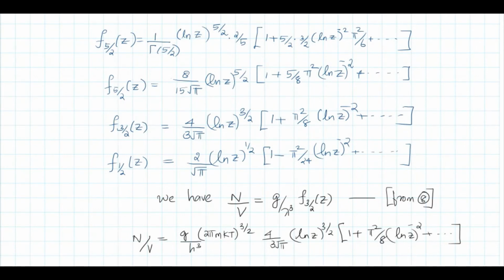So f_{5/2}(z): instead of ν, you have to put 5/2. That makes it 1 by Γ(5/2) (log z) raised to 5/2 into 2 by 5.